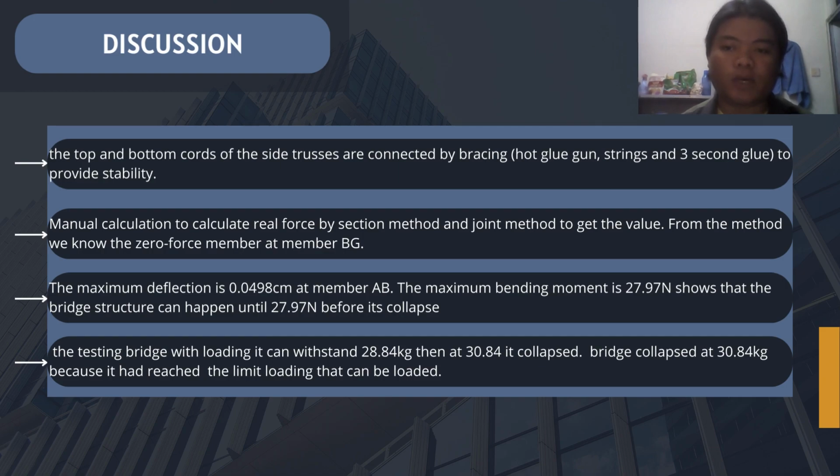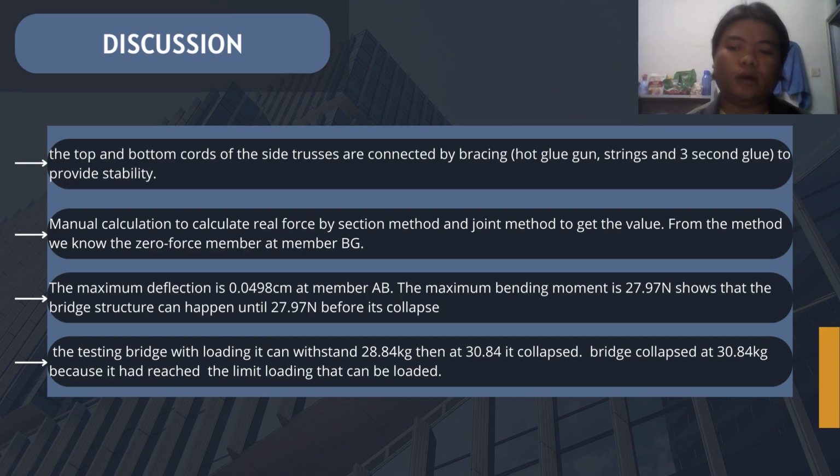Zero force member is used for stability and rigidity of the truss, to provide support for various members under condition. We also know the internal deformation of the truss element. From the LinPro software calculation, we know the moment diagram, shear force diagram, and the maximum bending moment. The maximum deflection is 0.0498, that is less than the real testing of deflection. The maximum bending moment is 27.97 Newton.